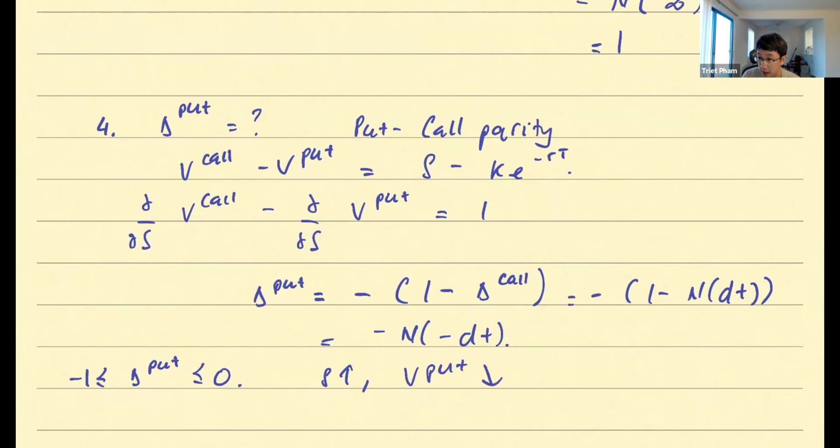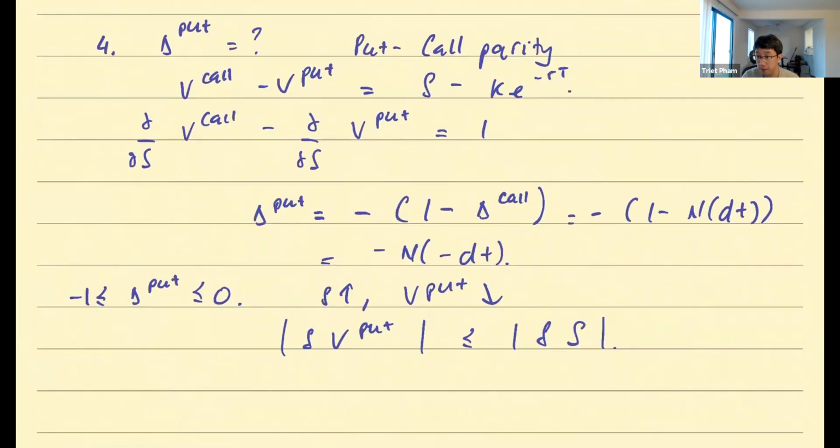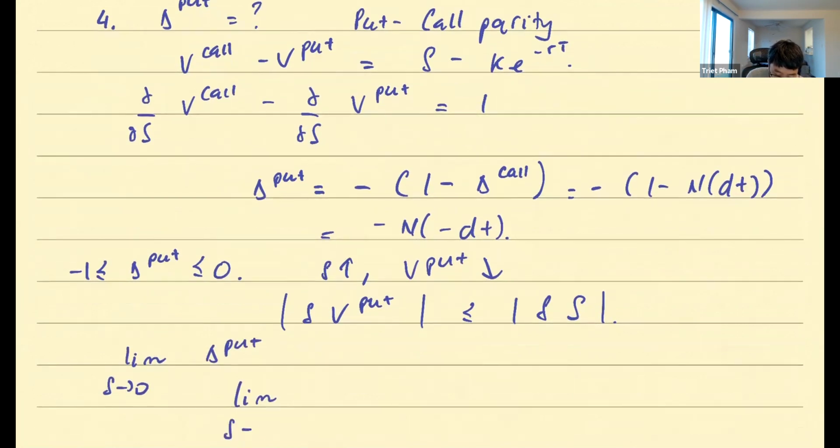Nothing surprising there. That's exactly what we expect. Moreover, the magnitude of the change in the put is no more than the magnitude of the change in the underlying. Again, this is completely expected. You could also take the limit as s goes to 0 of delta put, and the limit as s goes to infinity of delta put.